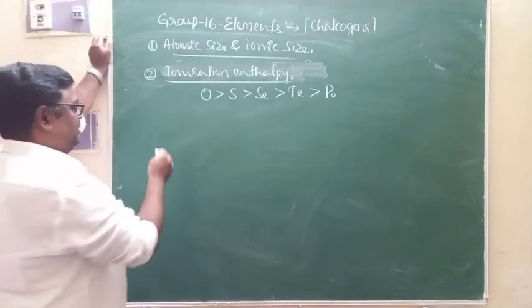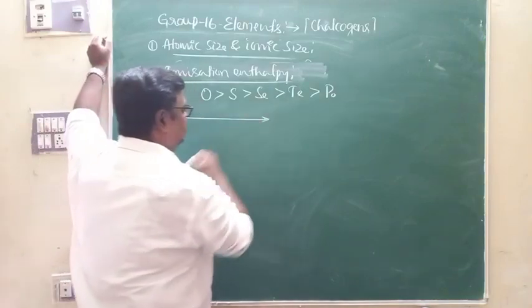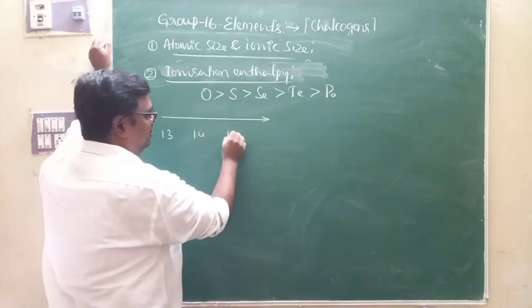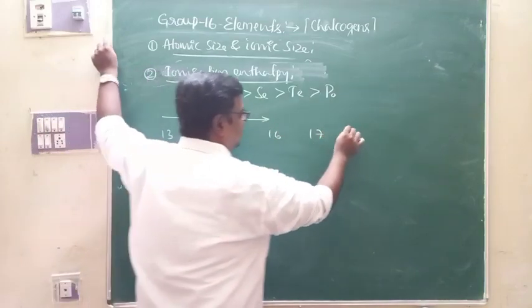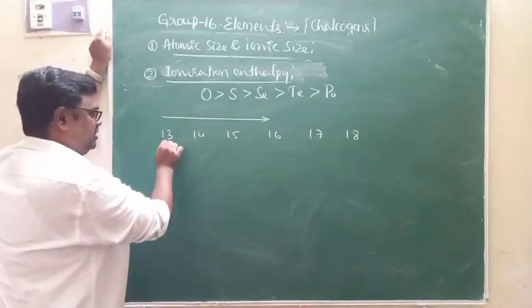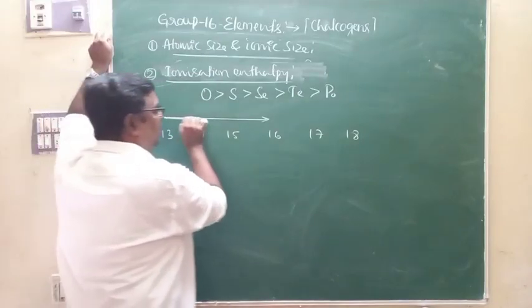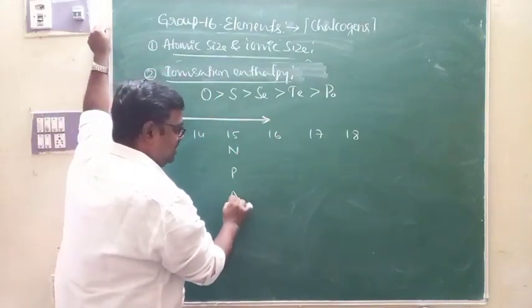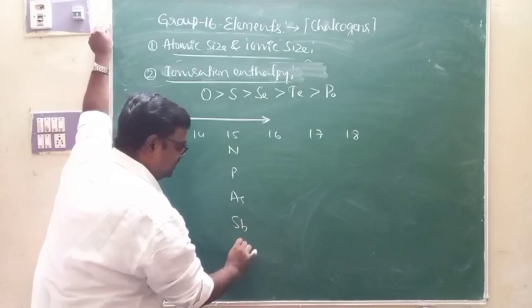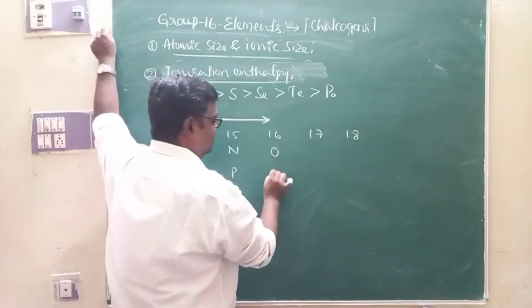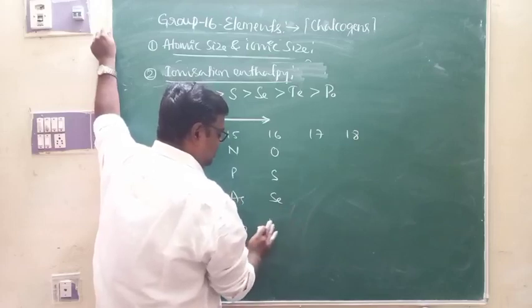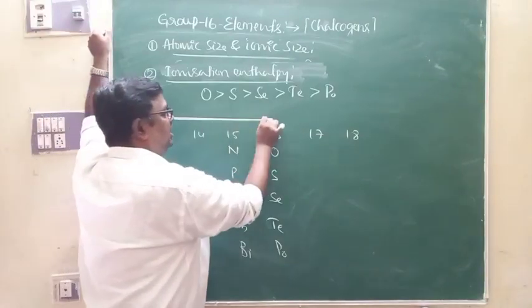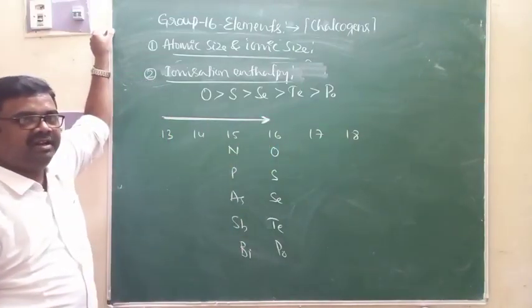And of course, if I move from left to right of the periodic table, we have group 13, group 14, group 15, group 16, group 17, group 18. Moving along the period, in group 15 there is nitrogen, phosphorus, arsenic, antimony, bismuth. Similarly in group 16 there is oxygen, sulfur, selenium, tellurium, and polonium. If I move from left to right of the periodic table, ionization enthalpy increases.